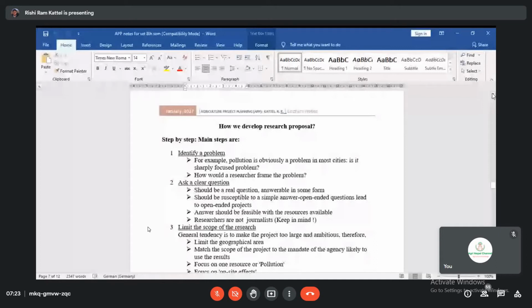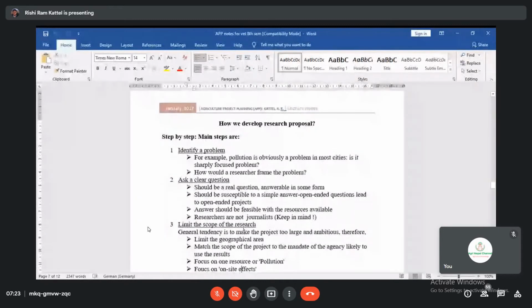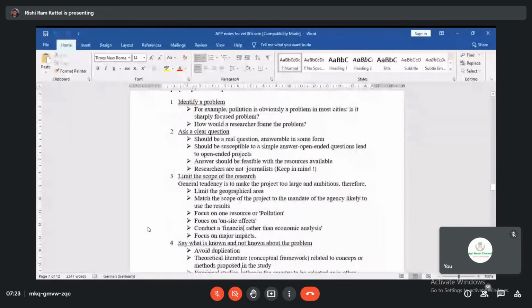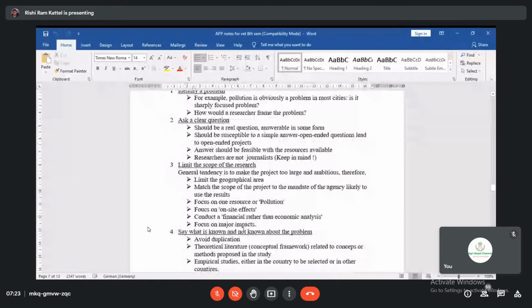Keep in mind, keep in mind. Researchers should use some genuine ideas about these. Researchers are not journalists. Keep in mind, that is very important. You are not going to just tell a story. You have to tell a story with rationality, in a scientific manner.